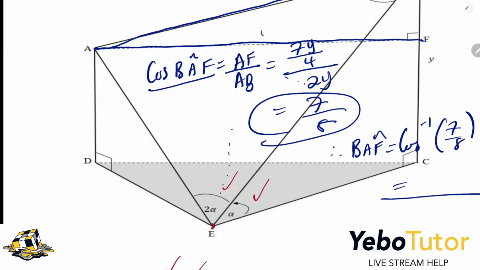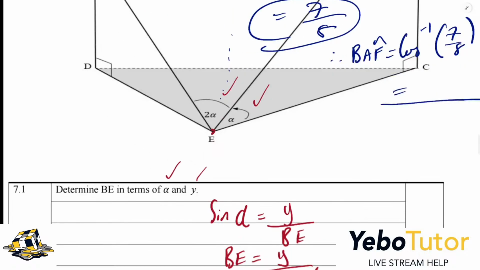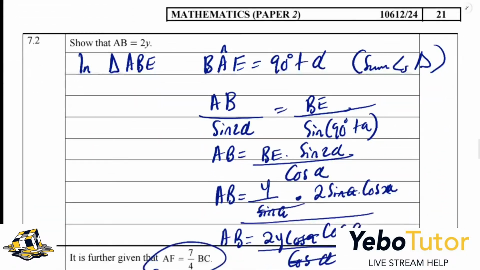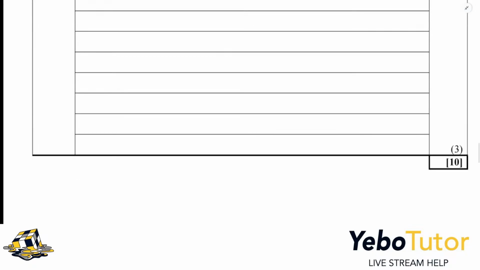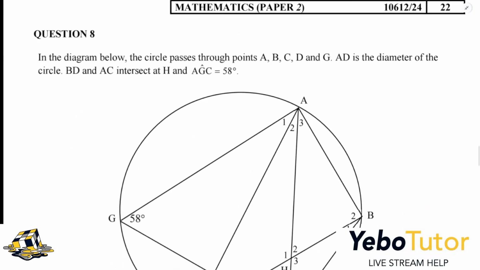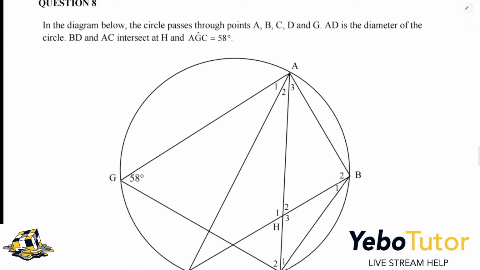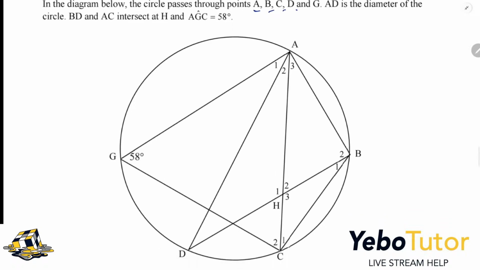This is not bad. Now let's just do one or two questions on Euclidean geometry, so that at least we can have a nice time tomorrow when we write. In the diagram below, the circle passes through points A, B, C, and D. All right, circle.